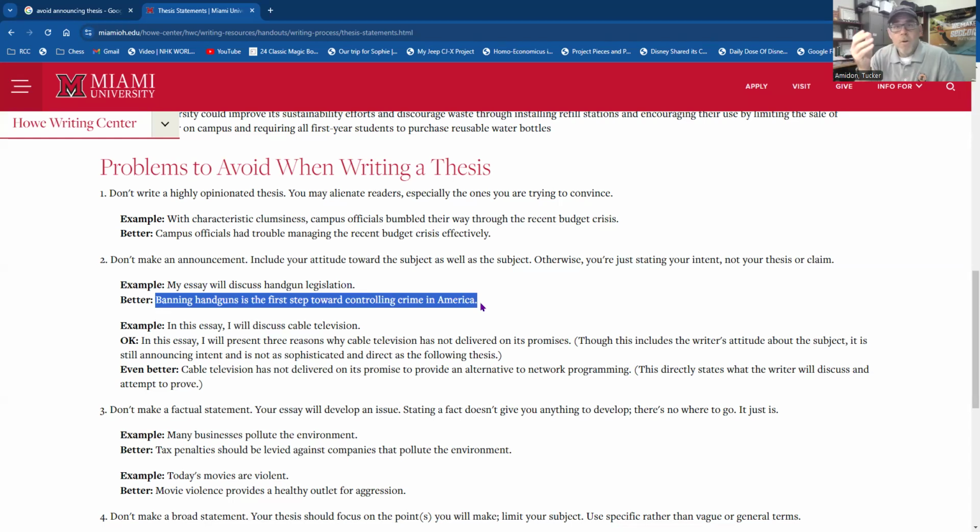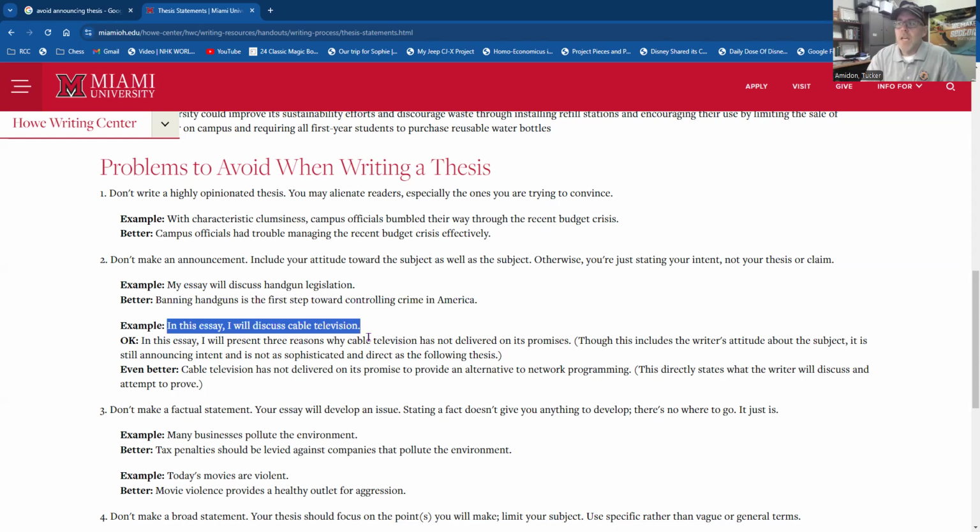Okay. So for my 1A students out there, this is the kind of thing that we need to be having in our essays rather than my essay will discuss handguns or legalization of marijuana or whatever. For my 1B students out there, don't just announce in this paper, I will be discussing Kurt Vonnegut's short stories. Okay. You need to tell us what you're trying to argue about that story or about those poems or about that play.